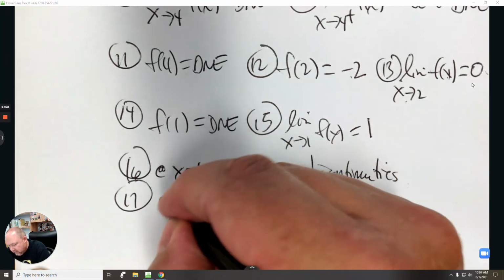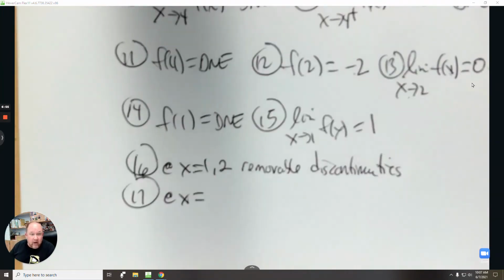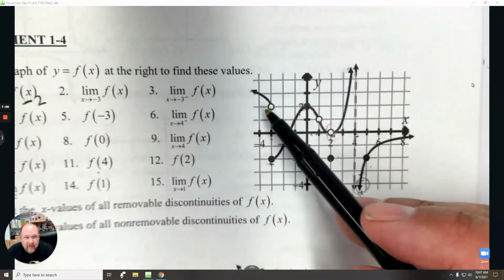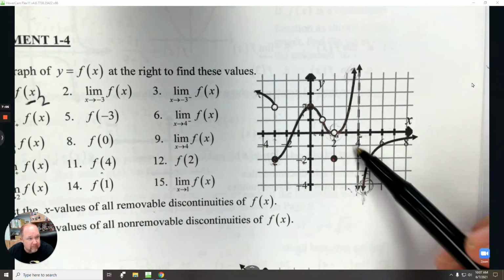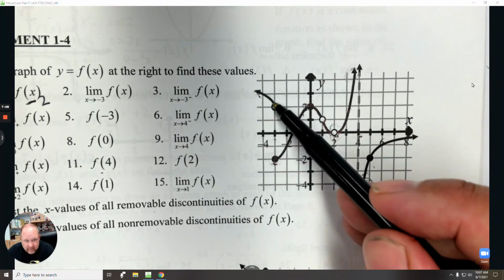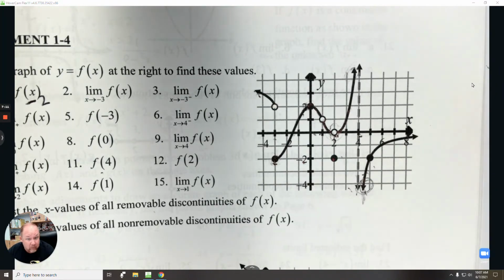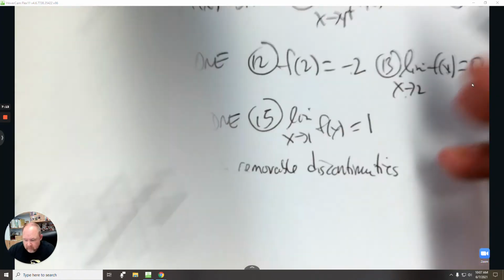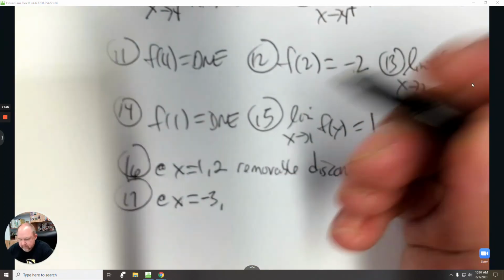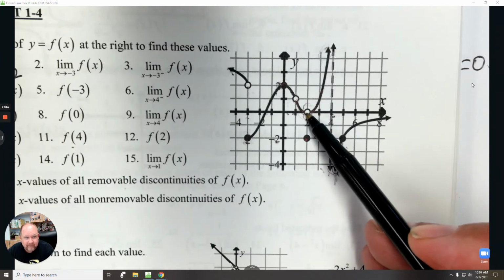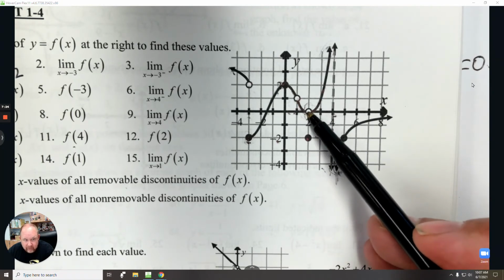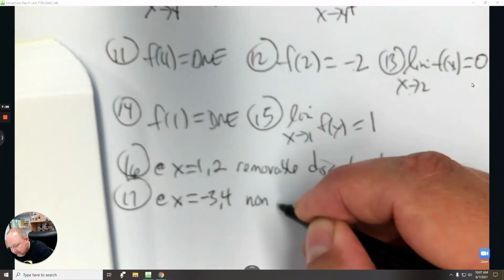And then 17 says, what are the x values where they're non-removable? That means the limit doesn't exist where it's not continuous. So if something is continuous, you could take your pen and you could just draw it and the pen would never lift up. It's continuous. Here we have a discontinuity and the limit doesn't exist. Why? Because there's a jump there. So at -3, where else do we have a discontinuity? We already said 1 and 2 are removable because the limit exists. At 4 would be another discontinuity that is non-removable because the limit doesn't exist there.